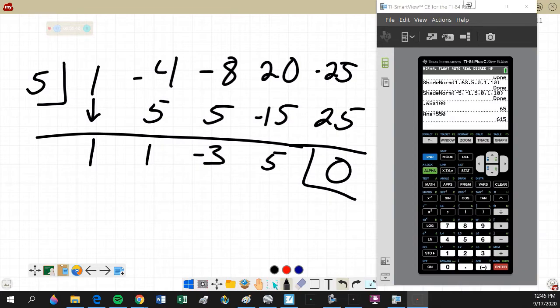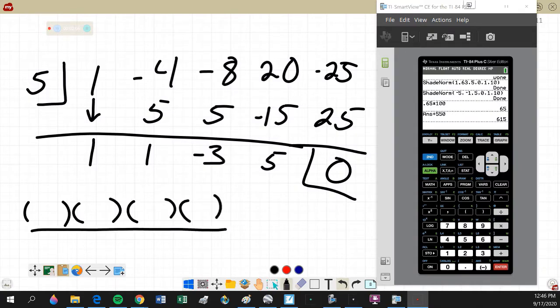Okay. And just for review, what does that tell me about x equals 5? Well, it goes in evenly. What does that mean? It's one of the roots of the numerator. So the numerator is some combination of 4 factors. The denominator was x minus 5, which means one of the other factors is x minus 5, and they just cancel.